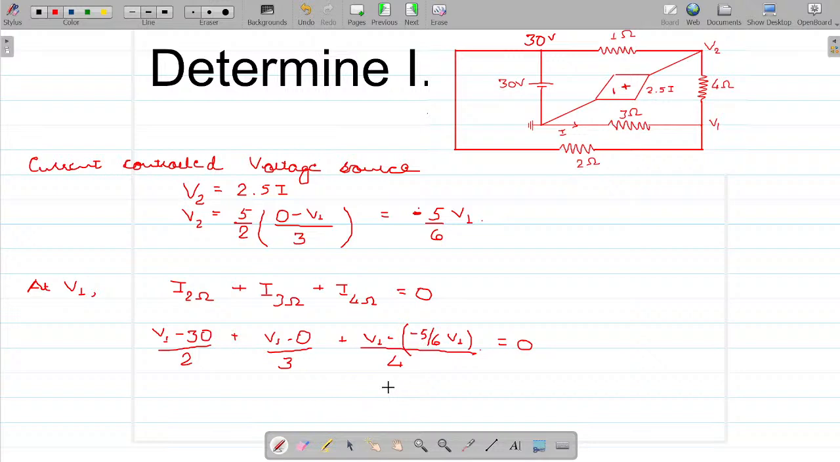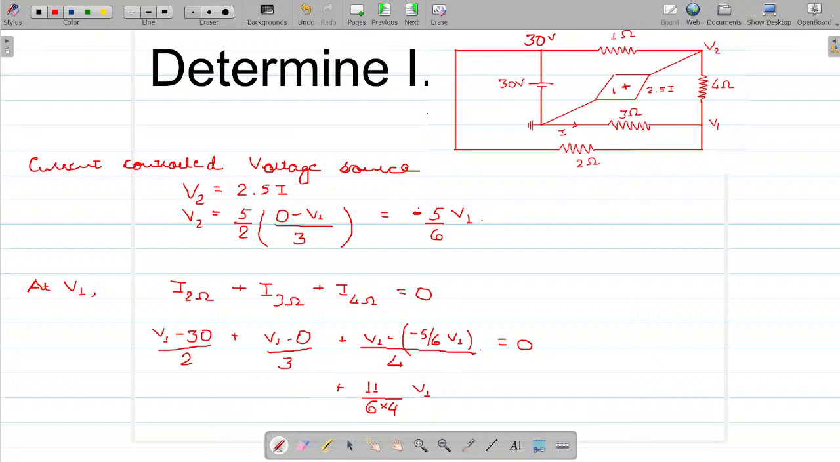Let us solve this one here. It should be what? V1 plus 5 by 6 V1, what is that? 11 by 6 into 4, right? Times V1. Am I correct? Tell me, am I correct? Okay.